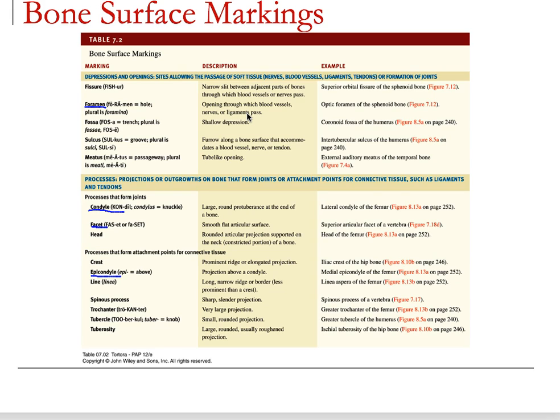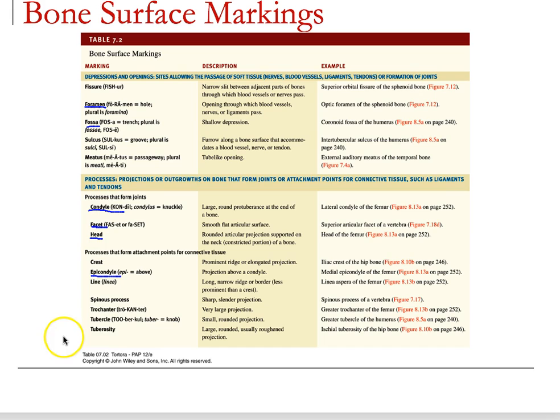Underneath the foramen is going to be the fossa, and the fossa is a shallow depression. That shallow depression allows for the accommodation of more space that's required. Inside the skull, you'll see many of these. You'll have the head of something that is a rounded articular projection supported on the neck or constricted portion of a bone.